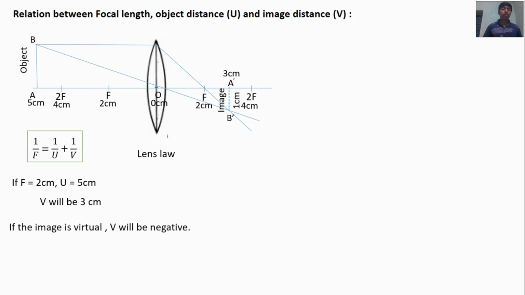If the image is virtual, that is, if the image appears on the same side as the object, v will be considered as negative.